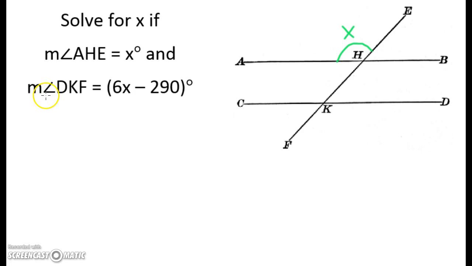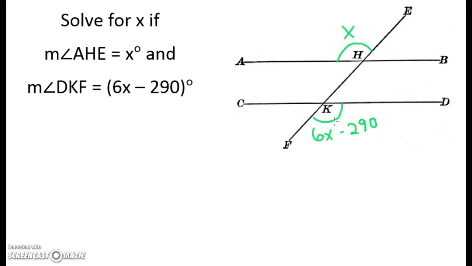And then it says angle DKF is 6x minus 290 degrees. So angle DKF, that's this angle down here, is 6x minus 290 degrees. So we need to figure out how these two angles are related to each other.